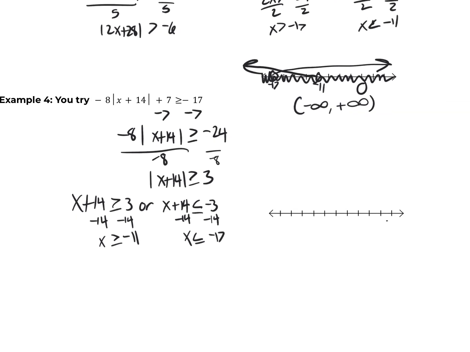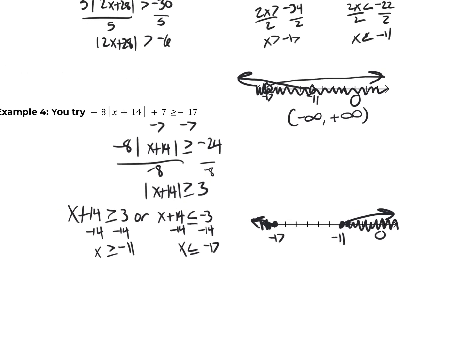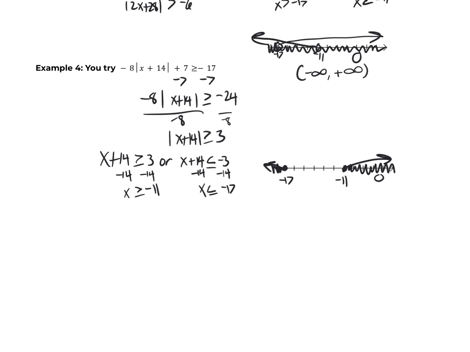So again, 0 is over here, then negative 11, and negative 17. Closed circle at negative 11, arrow going to the right. Closed circle at negative 17, arrow going to the left. And this time, my solution set does diverge, so it's not going to be all real numbers. I did have the same solutions as last time, negative 17 and negative 11, just with arrows going opposite directions.